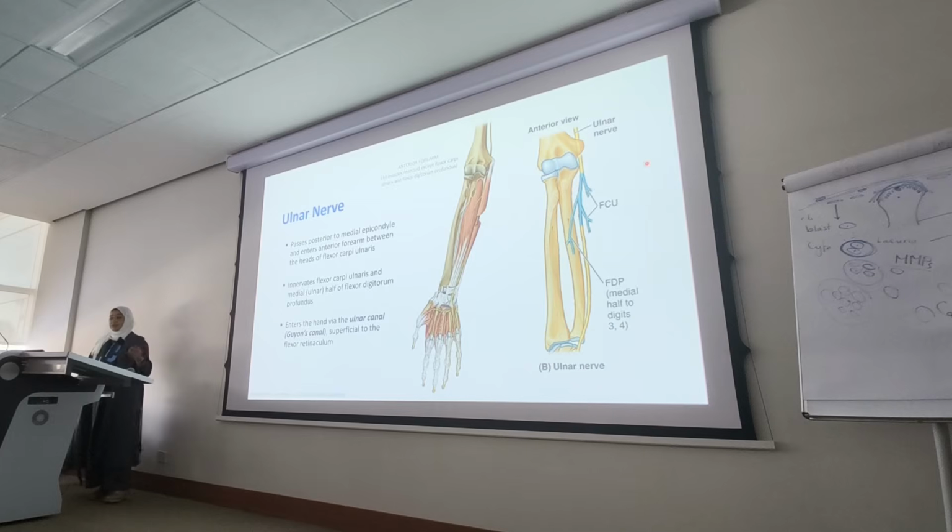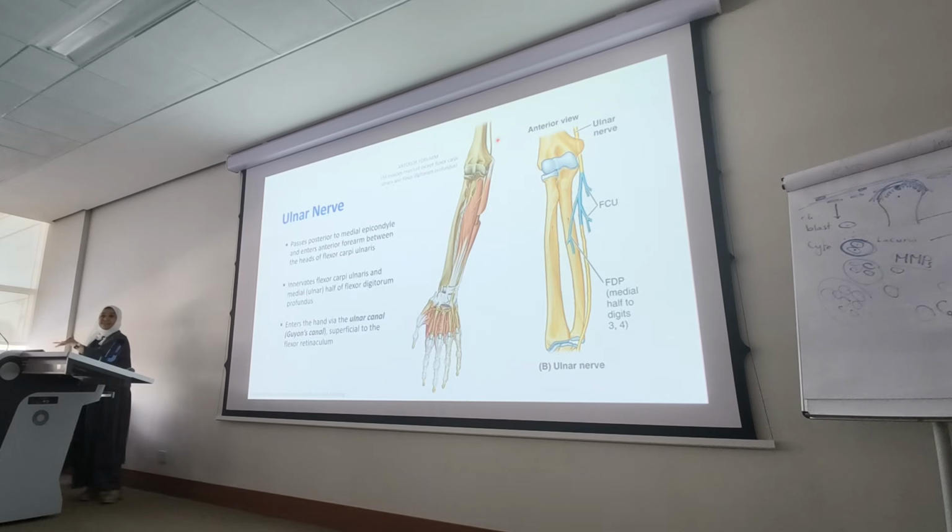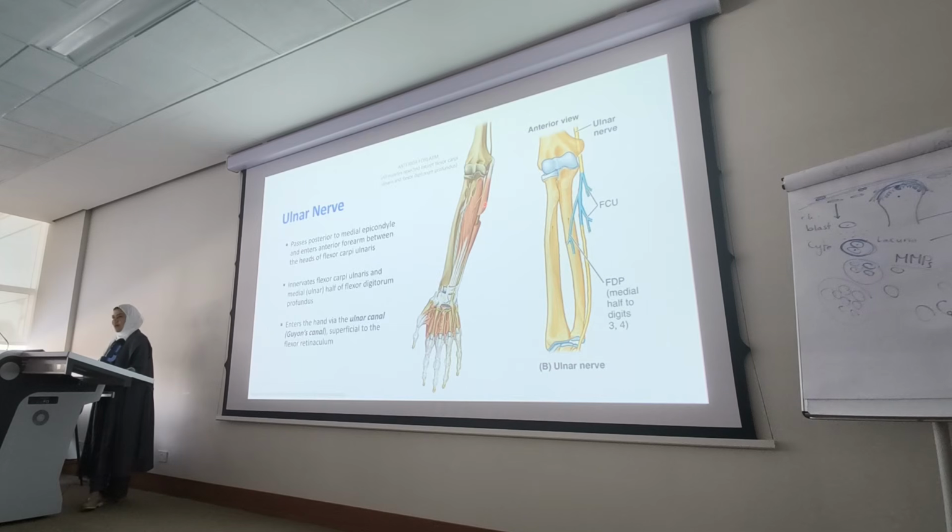All right, ulnar nerve. There's our ulnar nerve. We stripped down all the muscles except for the ones that are innervated by the ulnar nerve. I know it's not labeled, but can anybody tell me what this one is? Flexor carpi ulnaris. Can anyone tell me what this one is?